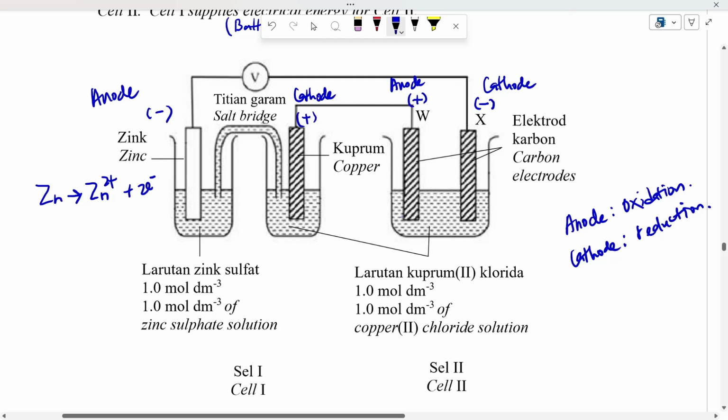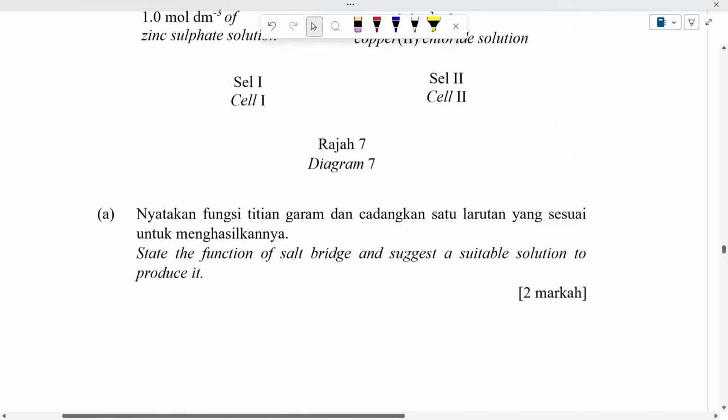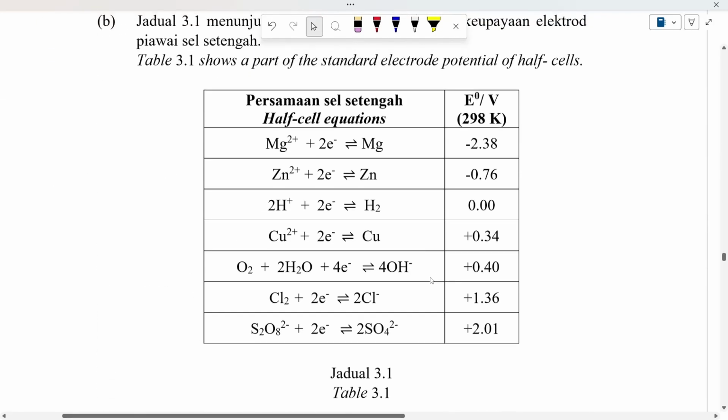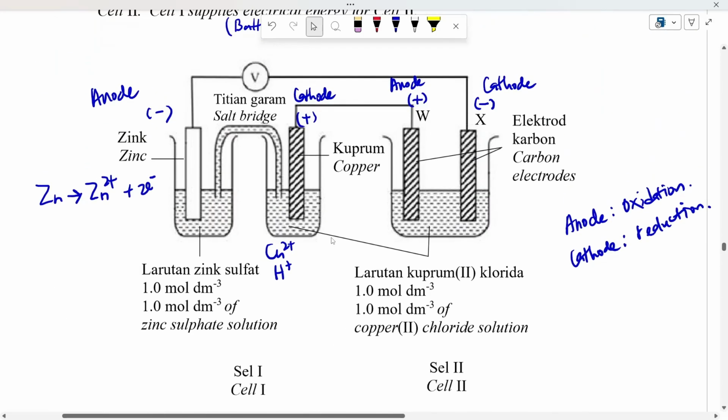Then at the cathode in cell 1, you have copper and then you have hydrogen. Which one will be discharged? Copper. Why? It is more positive. Hydrogen is 0, so copper is more positive. So is this one more to the left or right? More to the right. Meaning that here, copper is discharged, not hydrogen.